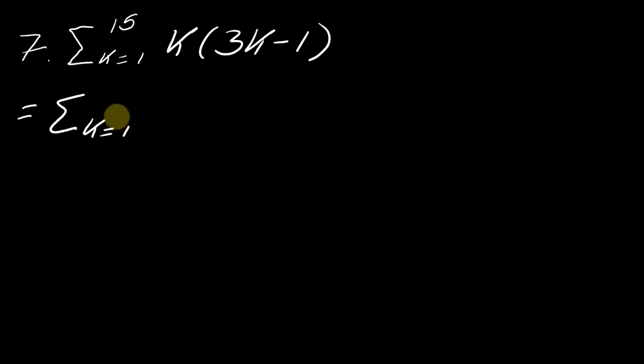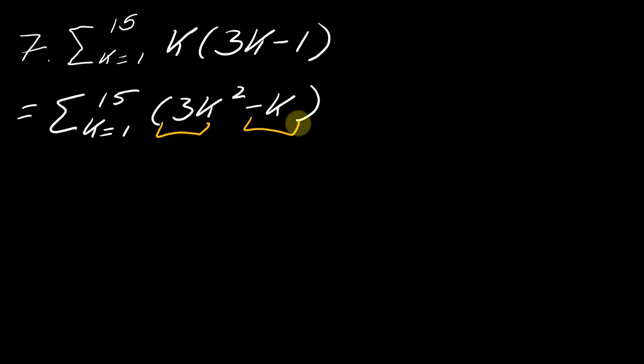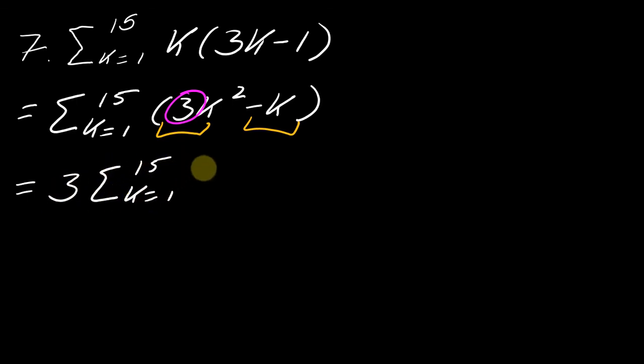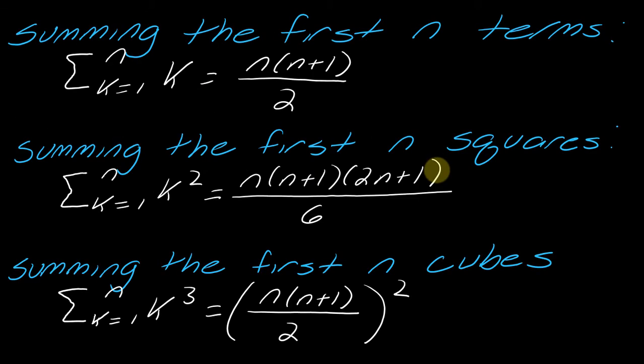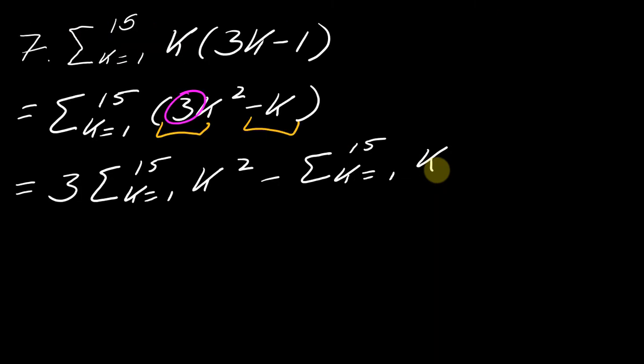So this goes from 3k squared minus k. Okay, so this I can evaluate, and I can break this into 2 pieces now. So, okay, I've got those. And then the 3 here, I can break that out in front. So I've got the 3 going here, and then I've got this sum from 1 to 15 of k squared, and then I'm going to break up this other sum like so. And from here, now it's just a matter of using these formulas to finish the problem. So let's go ahead and do that.